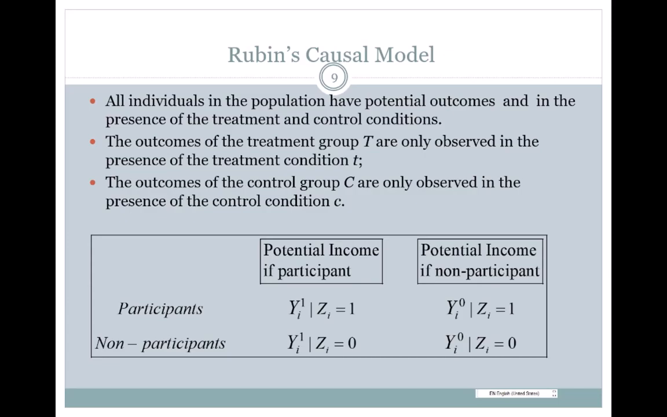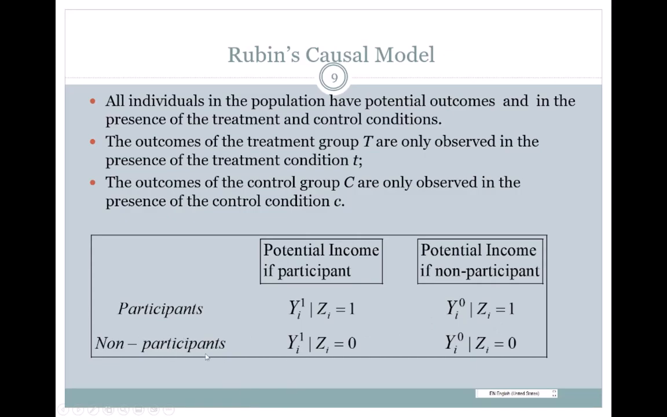So here you can see a matrix of potential outcomes. For participants, you have the potential outcome in the presence of treatment. Z is the treatment indicator, so Z equals 1 indicates that the person was treated. And then here you have the potential outcome in the absence of treatment for those that are treated. Now this potential outcome is missing. It's not observed.